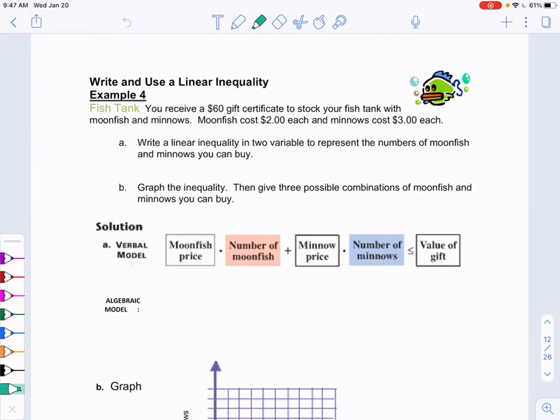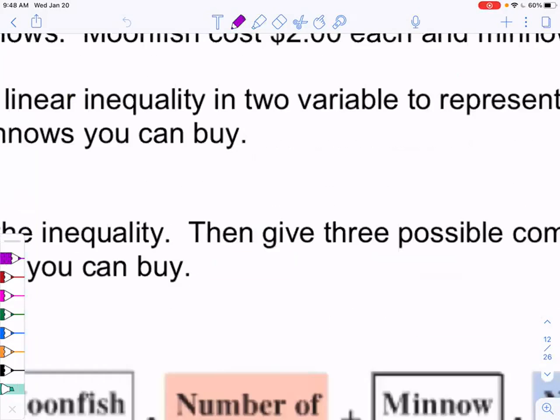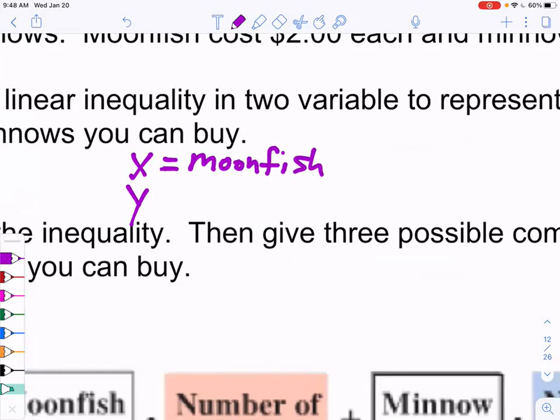If we're going to write an equation, what's the variables we typically use? Anybody? What letters do we usually use in an equation? X and, well, and Y, right? So our X, we're going to say is our moonfish. And then our Y will be your minnows.